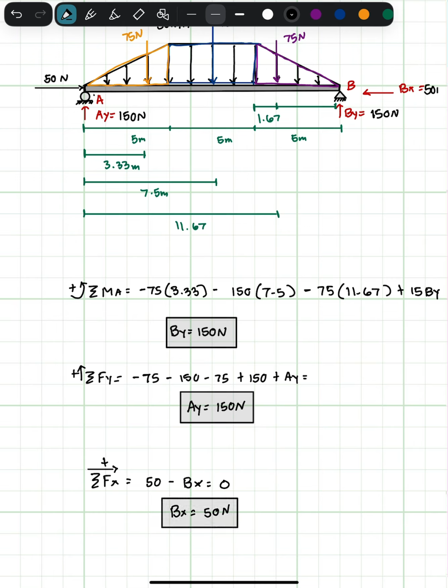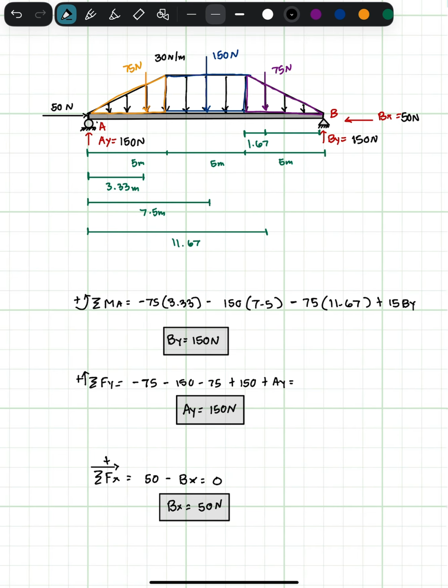50 newtons. And this is our beam under its loading, and this is its geometry with the triangles and the uniform load in the middle. And these are our reactions, and this beam is now in equilibrium.